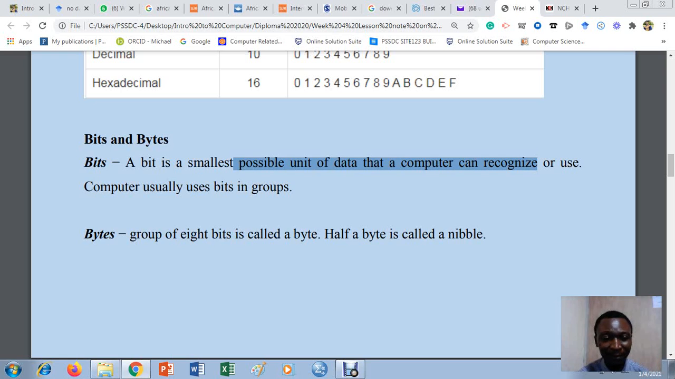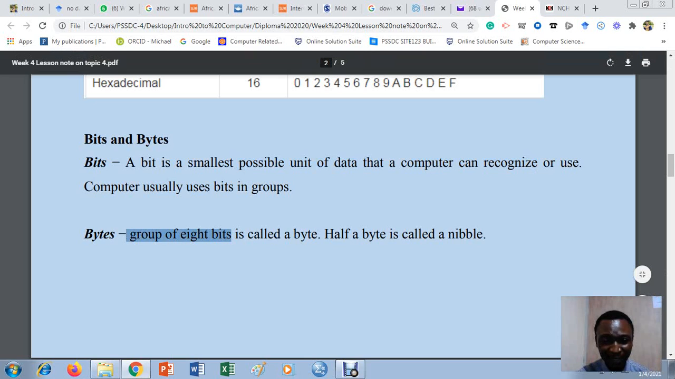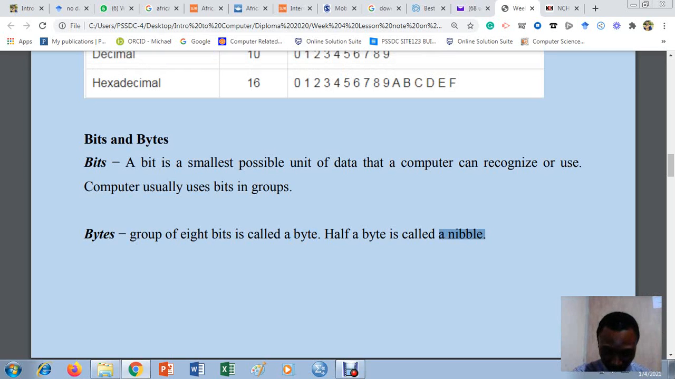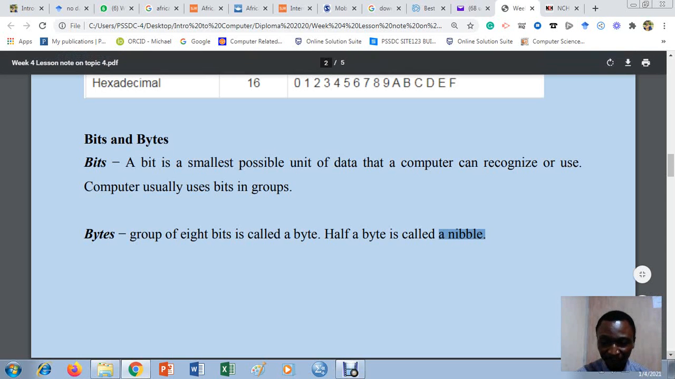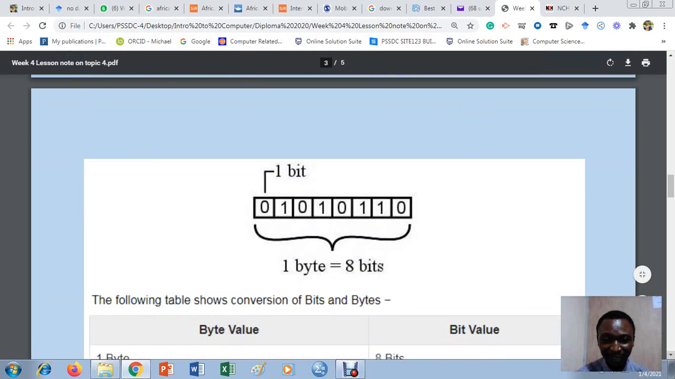Then what about byte? A byte is a group of 8 bits. When you have 1, 2, 3, 4, down to 8, if they are there as 8, it is a group. And that is what we call a byte. Half a byte is called a nibble. Half of 8 is what? Is 4. Let's begin to dig deep. Now let's take a look at this diagram.